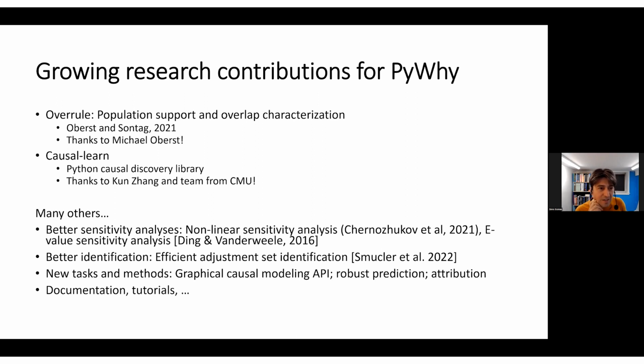We have seen a growing number of research contributions, including most recently Michael Oberst from MIT providing additional analysis support for characterizing overlap and population support in causal analyses. Kun Zhang and his team from Carnegie Mellon have contributed their Causal Learn library, a Python library for causal discovery. Many other algorithms have been coming in as well, and we've also been seeing more people contributing to documentation and tutorials, and really seeing a vibrant community coming together.